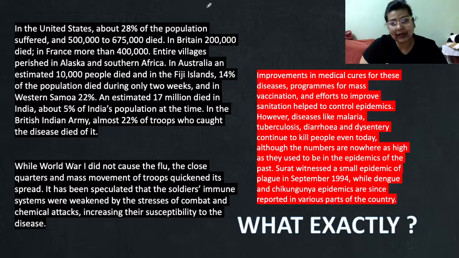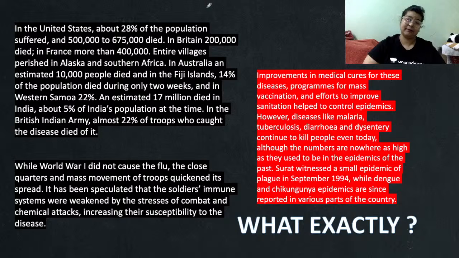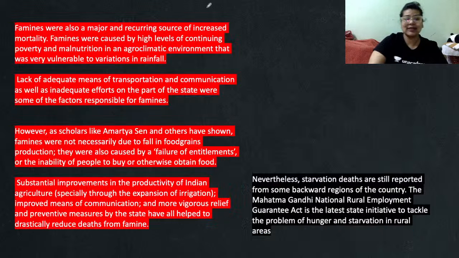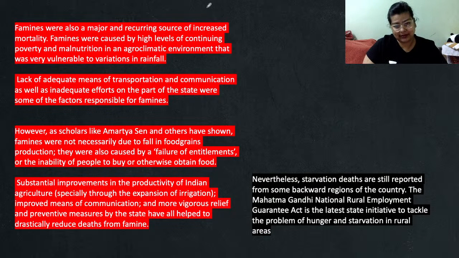Now, what exactly was this, and why did it happen? The World War did not cause the flu, but the close quarters and the mass movement of troops hastened its spread. There were different kinds of diseases like dengue and chikungunya epidemics, which were reported in various parts of the country. So this was another aspect. And now, what exactly was this? It was the famines.